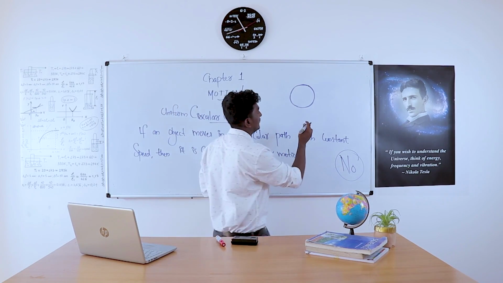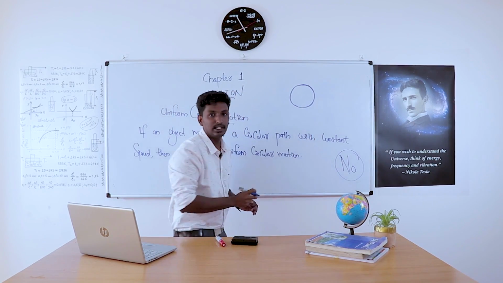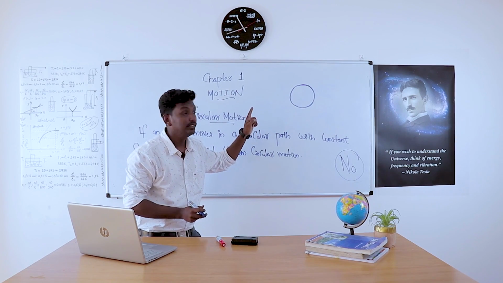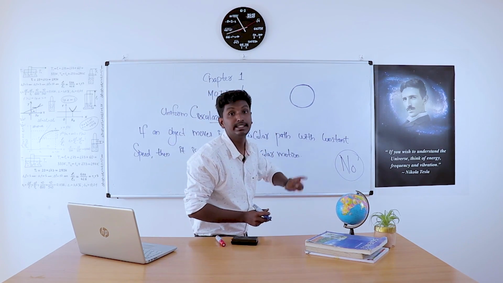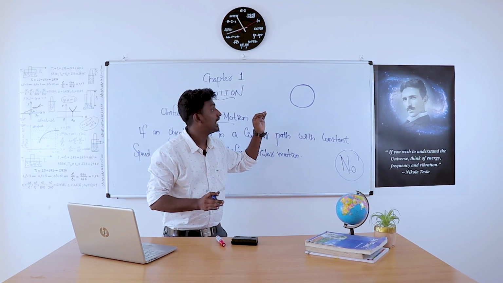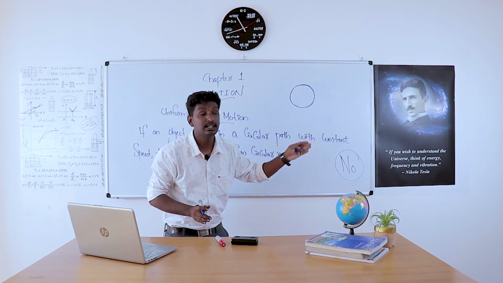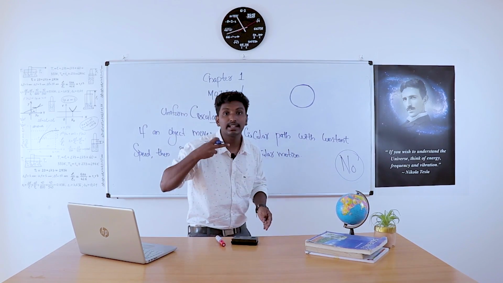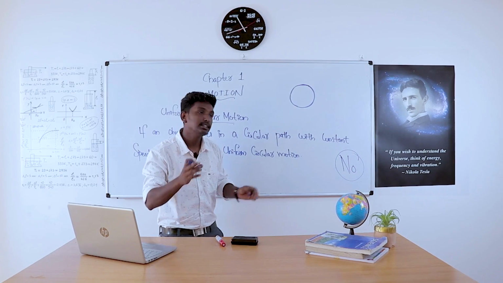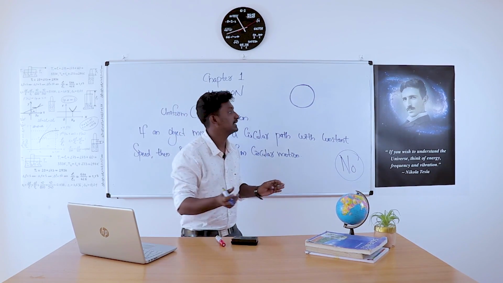listen carefully. In uniform circular motion, the speed is constant, but we know that velocity is a vector quantity. That means velocity has magnitude as well as direction. If direction changes, it is also a change, and there can be acceleration.